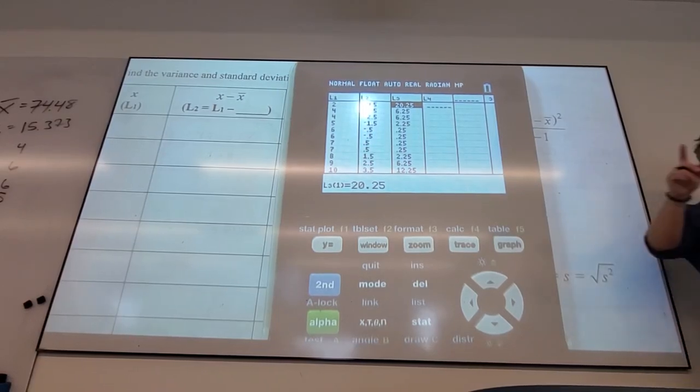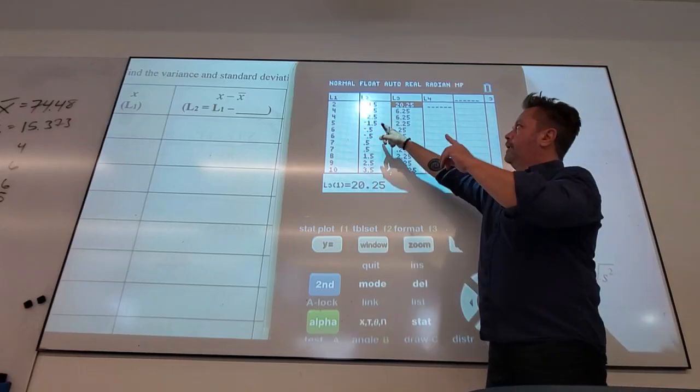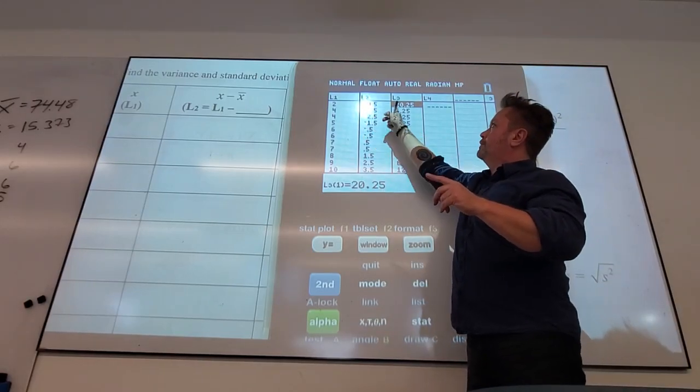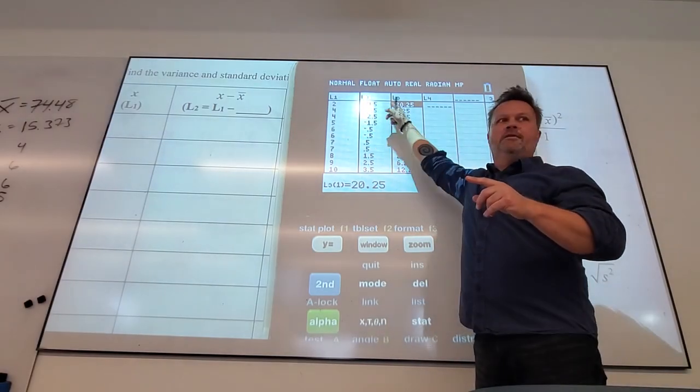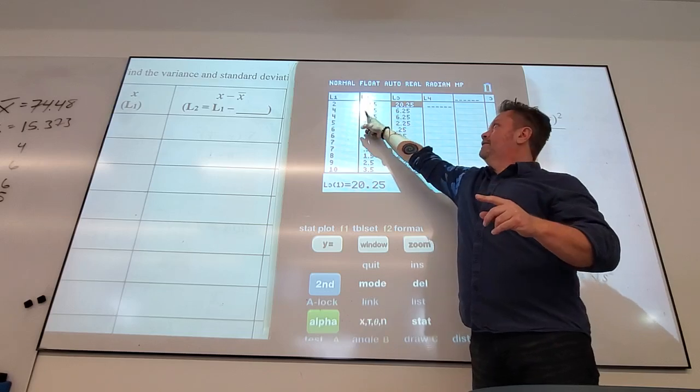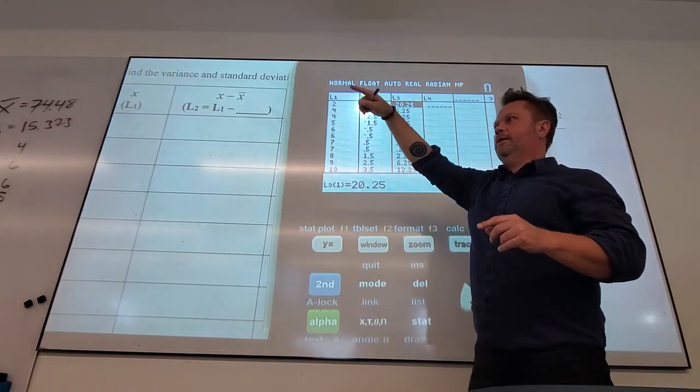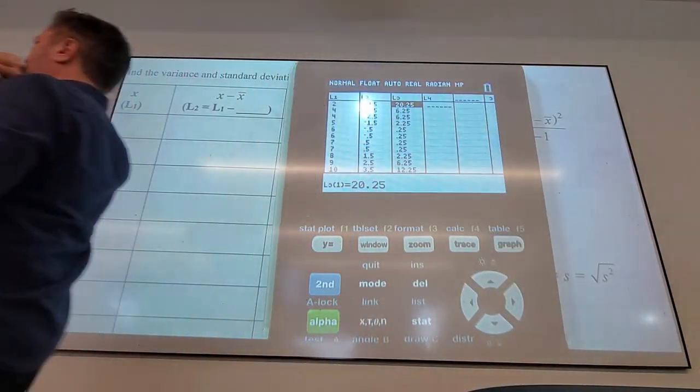Now, I will point out one thing that sucks. In Excel, if I go back and change this, it changes automatically. Not true here. If you change something here, this does not change. Oh, can you show the square? Yeah.